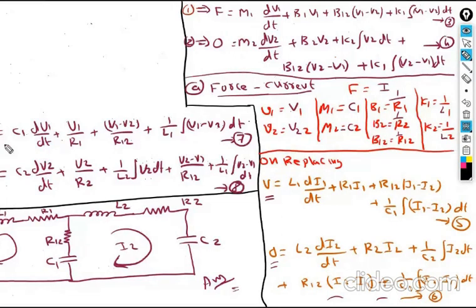Now if you observe here, this is I is equal to C into dV by dt. Once again I, V by R. Once again I. So it means that I is equal to I plus I plus I plus I. 4 I's are there. Suppose current I is flowing into a junction, then I1, I2, I3, I4 like this. That is KCL. In the same way, if there are two equations, then there will be two junctions. So I can write junction 1 and junction 2.